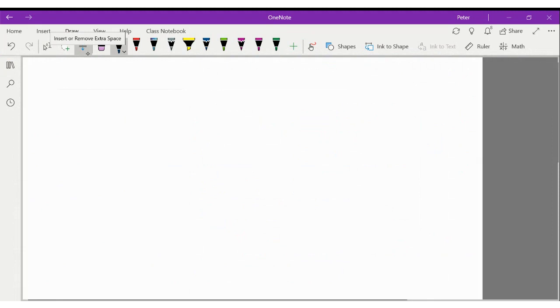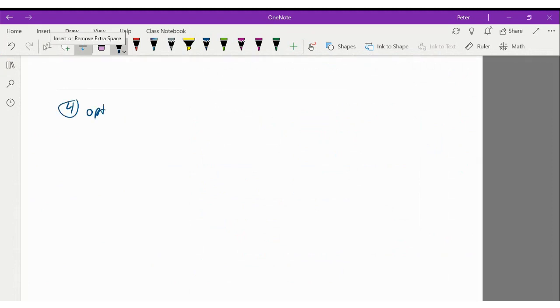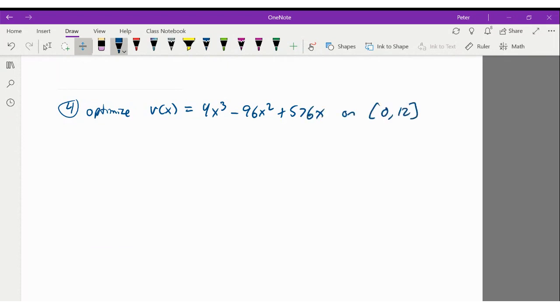Okay, so what we want to do is optimize V of x equals 4x cubed minus 96x squared plus 576x on the interval 0 to 12. So V prime of x is going to equal 12x squared minus 192x plus 576.